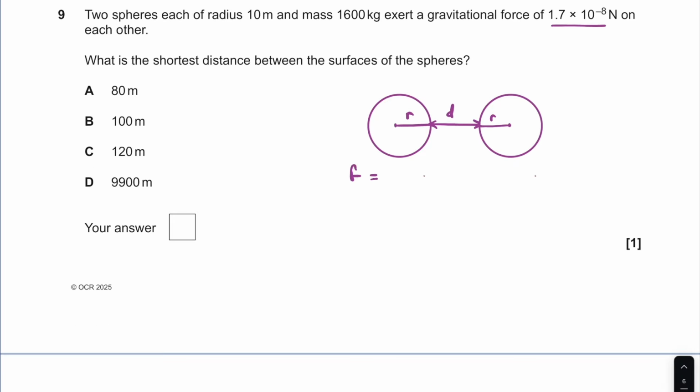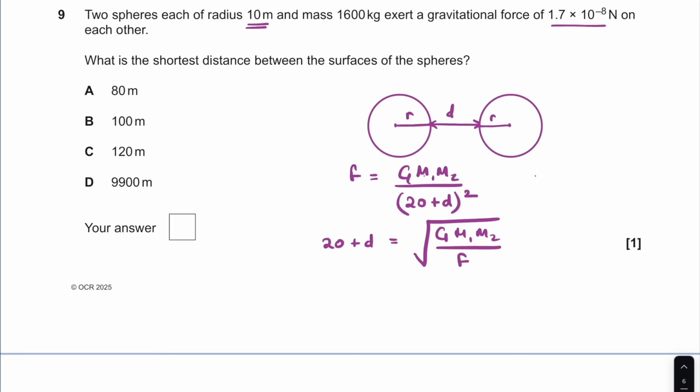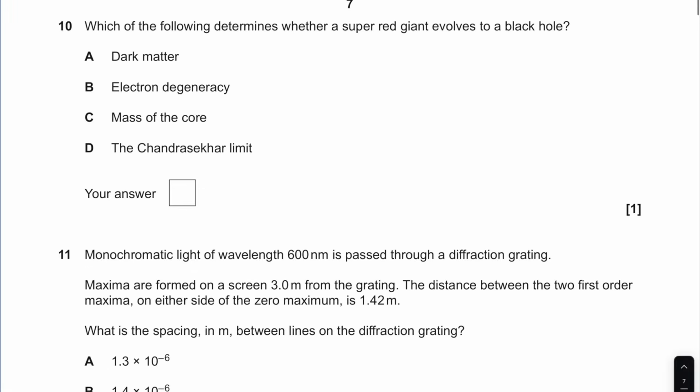F is equal to, ignoring the negative sign, G m1 m2 over R squared in general. But keeping in mind the radius of 10 meters for each sphere, you're going to have (20 plus D) squared. And it becomes reasonable to work this out. So 20 plus D is equal to the square root of G m1 m2 over F, and so that is 80 meters.